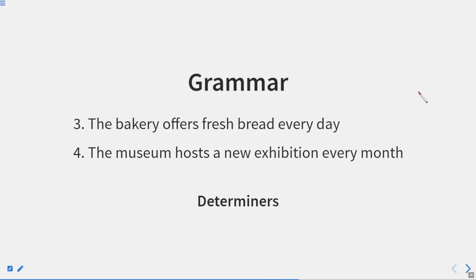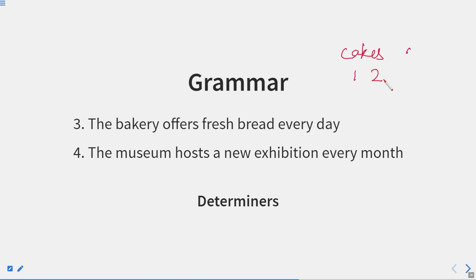The bakery offers fresh bread every day. Every day means all the days, though any day it is. So all the days. Now, each focuses more on something individually. Suppose there are 5 cakes.